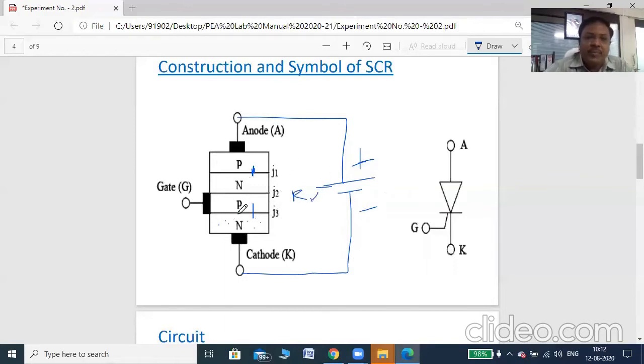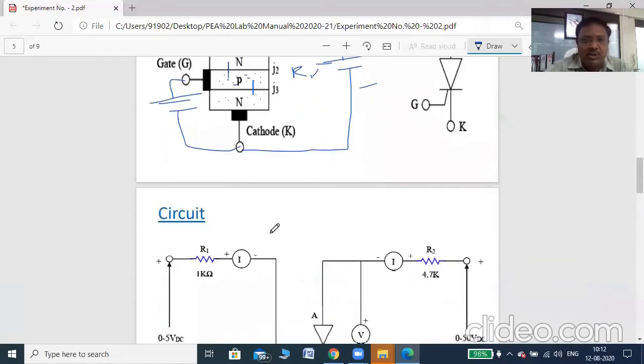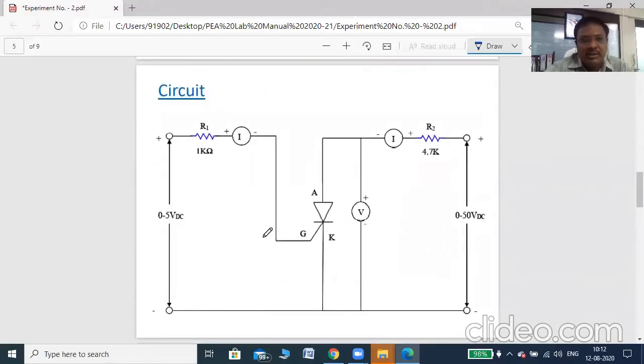Now suppose we connect the gate voltage, a positive gate voltage. Then holes get added into this P region, which increases the conductivity of this P region and decreases the depletion region between the N and P regions, and then your device may turn on. Now, how much gate voltage is required to turn on? Whatever the anode to cathode voltage, what is the current required to turn on this particular SCR? That we have to learn in the characteristics.